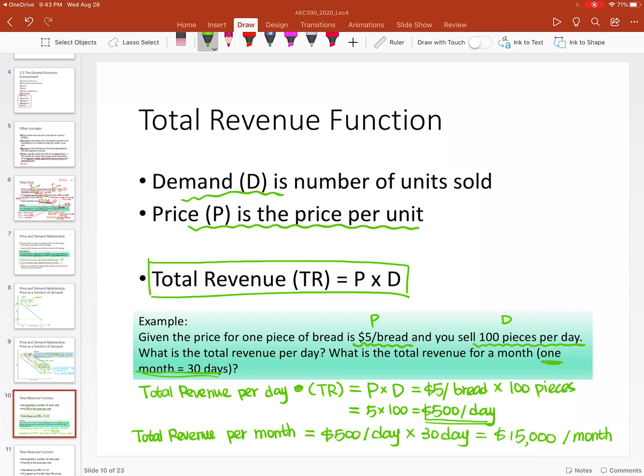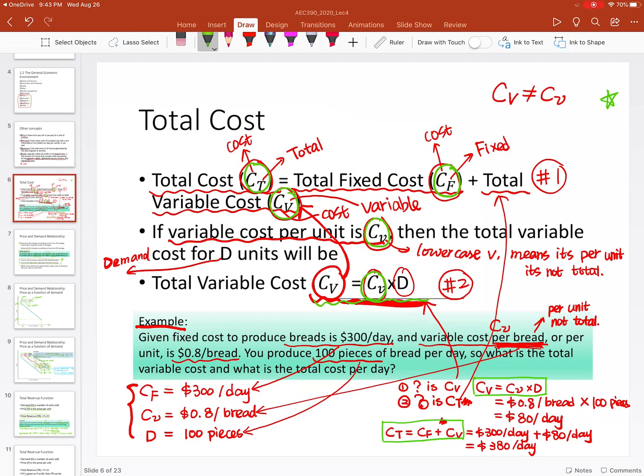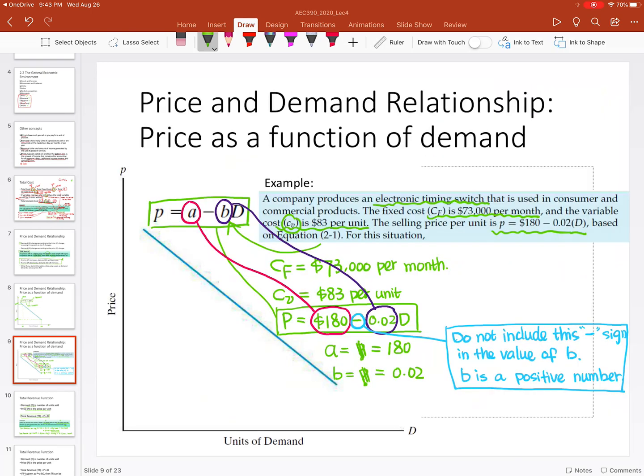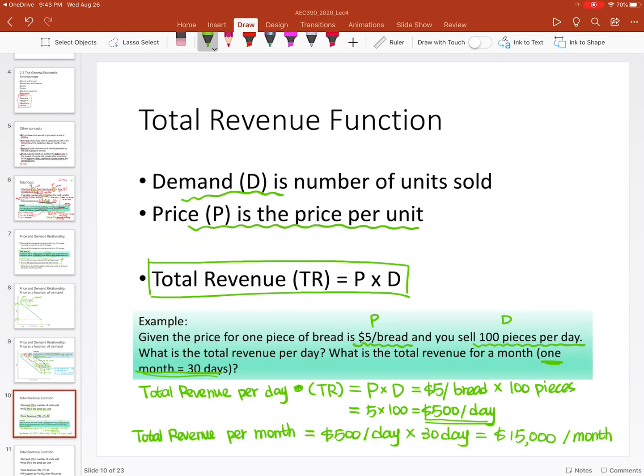Okay, so this example is just to show you how you use this function. If we say this is number 1, number 2, and then this function might be called number 3.